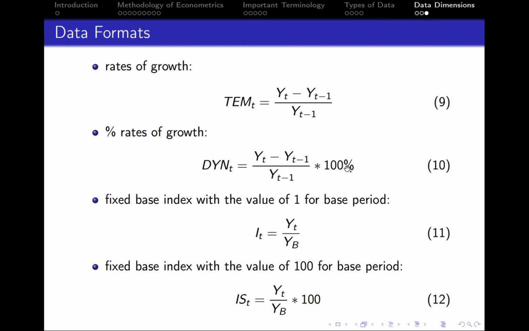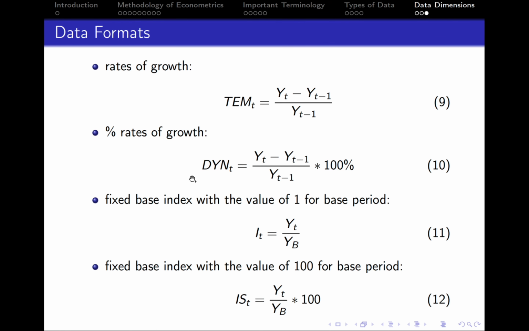We can also express economic data in terms of rates of growth, and this is the universal formula for calculating any rate of growth. So we take the value of variable y in the current period, we subtract its value from the previous period, and we divide everything by its value from the previous period. So this rate shows us by how much the coefficient has changed from its previous period. We can also express rate of growth in terms of percentages, so we just take the previous equation and we multiply it by 100%.